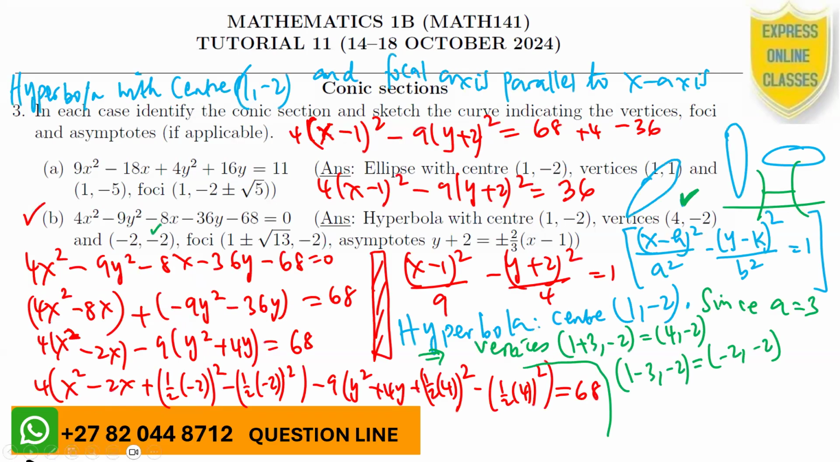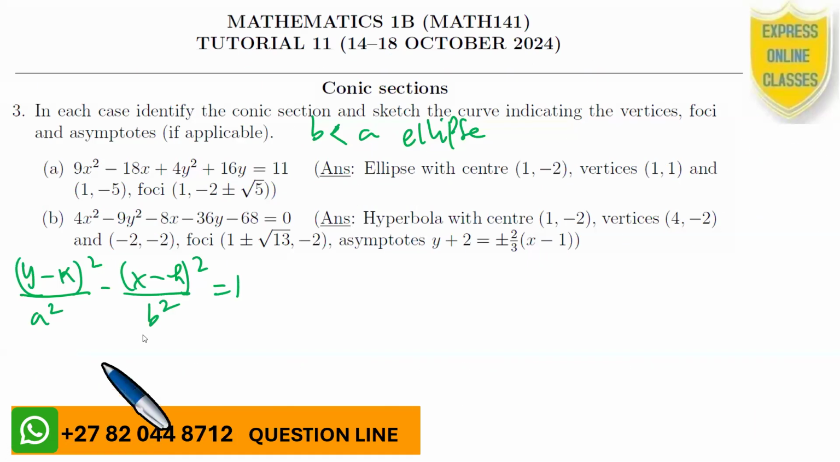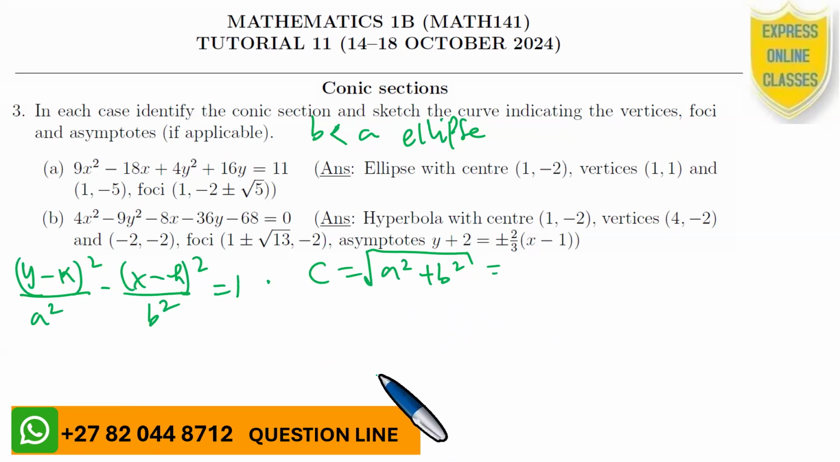Okay. Now, something also to remember, and not to confuse this. For the ellipse, it's A squared minus B squared, but for the hyperbola, it's plus. So it becomes A squared plus B squared. For the hyperbola, this one would give us the foci. So now at this point, we are identifying our A and our B.